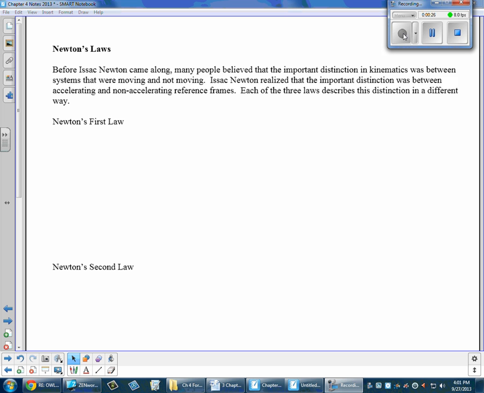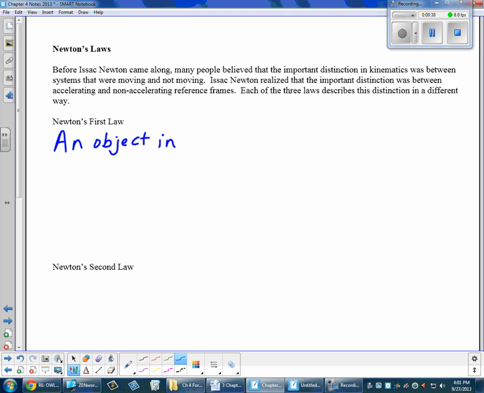Newton's first law. Newton's first law is about inertia, and it says this: an object in motion remains in motion. But I'm going to pause here and add some words of my own. What Newton meant was not just an object in motion. He meant an object in motion at a constant velocity.